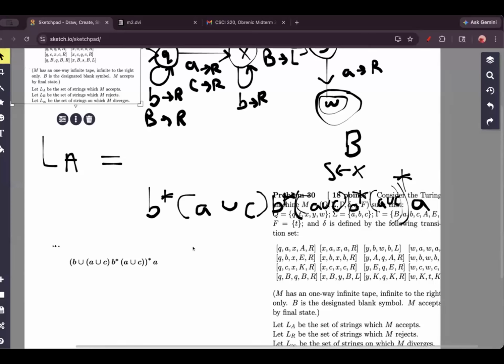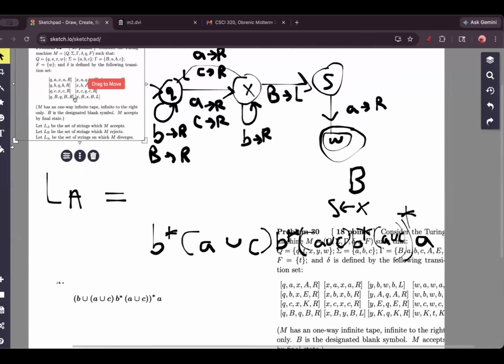So when you hit a blank, you're like, okay, I hit the blank, and now I have to check what state I'm in when I hit this blank. If I'm in state X and I hit the blank, I go to state S, but I go from the left side. So that means I turn left when I go to switch over to state S. Got it. Thank you.